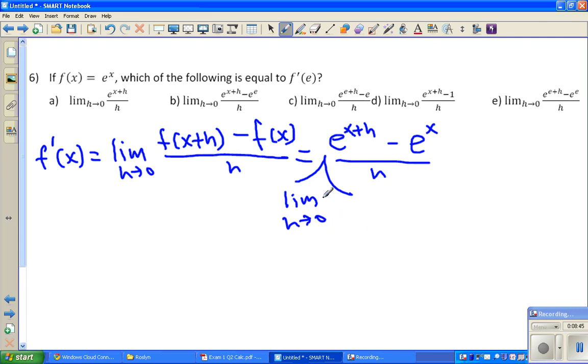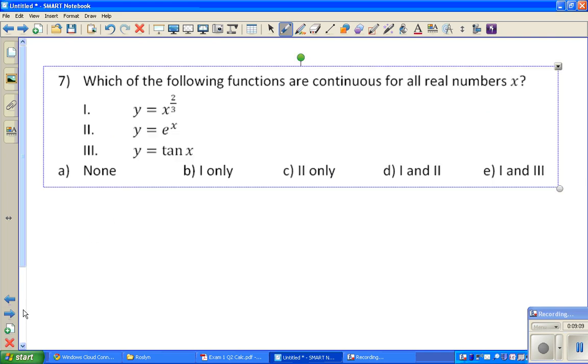Now, in this particular setting, we're not just looking at f prime of x, but we are looking for f prime of e. That means, you see this x value? And this one? Those have to be replaced with the value e. Then we will realize that our answer will be choice E. So, all right, let us move on.